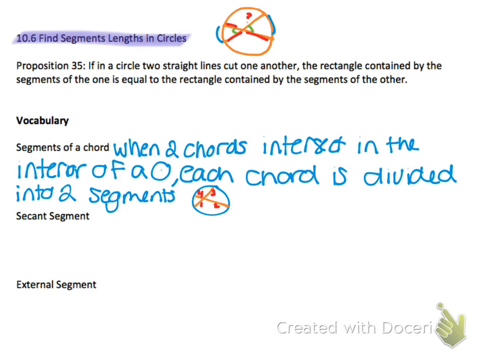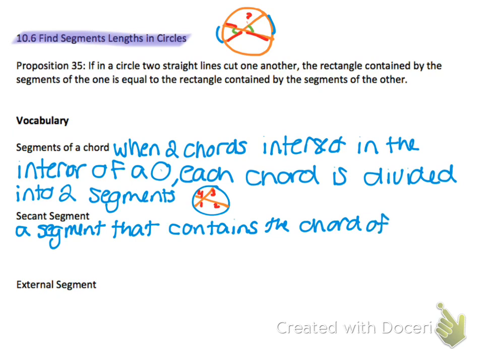A secant segment, kind of along the same line, is going to be a segment that contains a chord of a circle and has exactly one endpoint outside the circle.